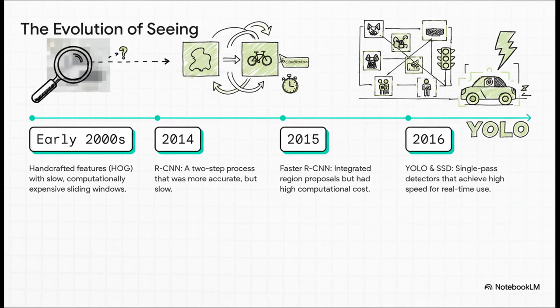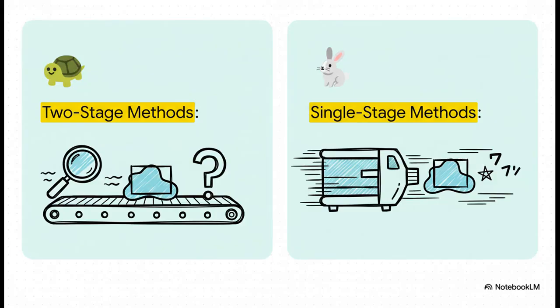It took forever. Then, in 2014, this model called RCNN had a breakthrough. It said, hey, let's first find a bunch of interesting spots, and then figure out what's in them. It was way more accurate, but still too slow for something like live video. And then in 2016, everything changed. A brand new approach came along and basically created a fork in the road.